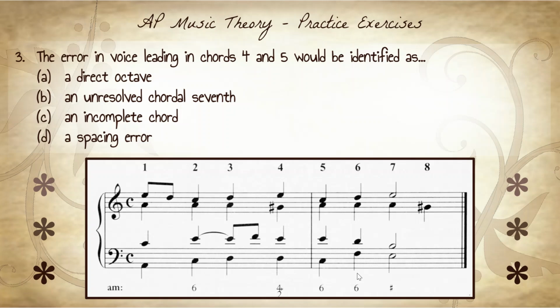Question 3. The error in voice leading in chords 4 and 5 would be identified as A. A direct octave, B. An unresolved chordal seventh, C. An incomplete chord, or D. A spacing error.